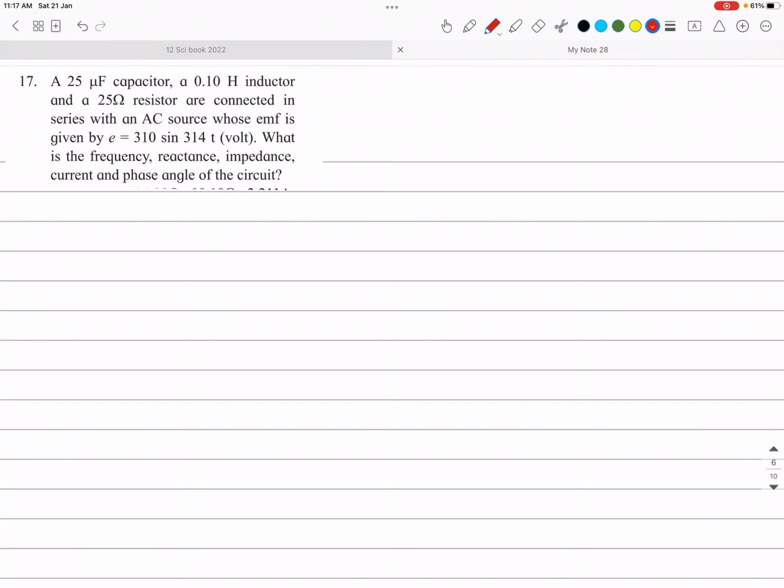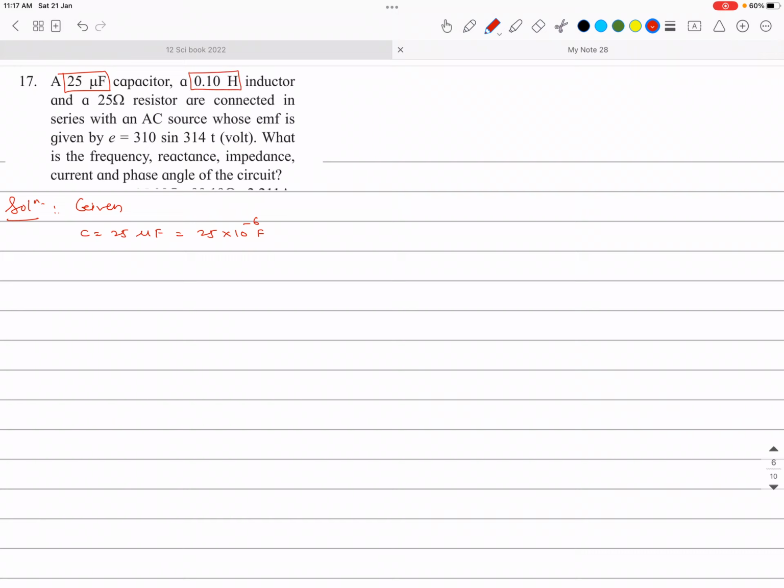Now, problem number 17 from AC circuit. Let's see the solution of this question. Now, we note down the given first. A 25 microfarad capacitor. So, C is 25 microfarad. So, here it is 25 into 10 raised to minus 6 farad is the capacity.